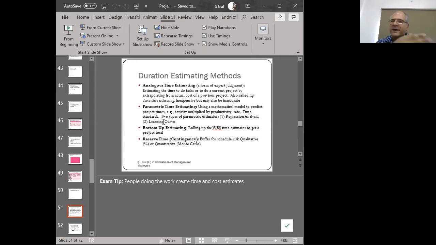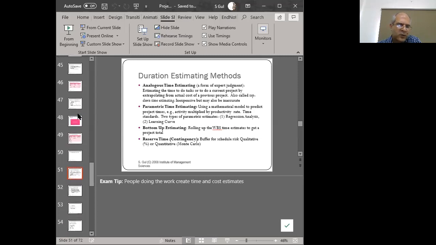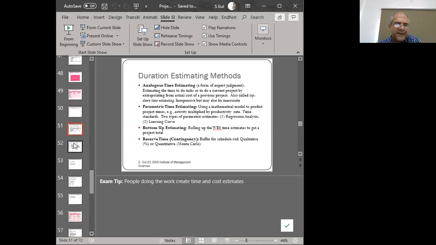So where is my team member on this learning curve? Are they at the beginning of the learning curve? Are they going to be slow? Are they far ahead on the learning curve, meaning they are experts? Are they going to do it much faster, right? So we have to be thinking in those terms as well. Bottom-up estimation, I've already explained that, right? So we won't spend more time on this.